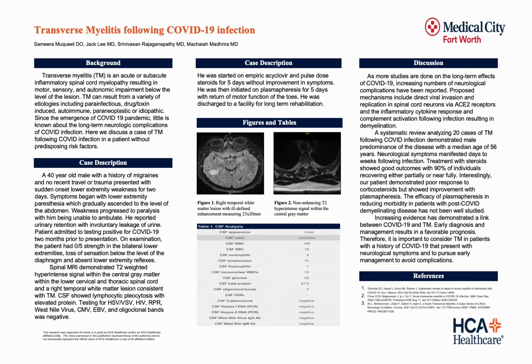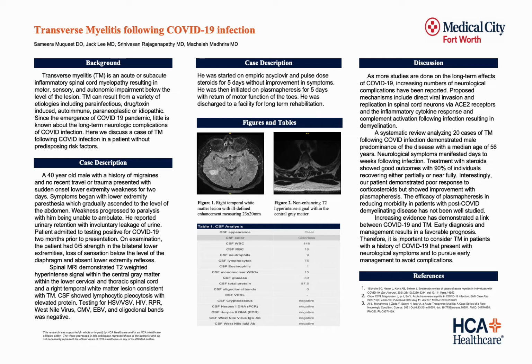The patient admitted to testing positive for COVID-19 2 months prior to presentation. On examination, the patient had 0 out of 5 strength in the bilateral lower extremities, loss of sensation below the level of the diaphragm, and absent lower extremity reflexes. Spinal MRI demonstrated T2-weighted hyperintense signal within the central gray matter within the lower cervical and thoracic spinal cord, and right temporal white matter lesion consistent with transverse myelitis.